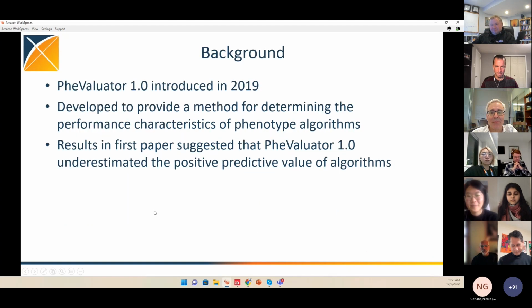So in the background, PheValuator 1.1 was introduced in 2019. And it was a tool that we developed to be able to determine the performance characteristics of phenotype algorithms, things like sensitivity, specificity, positive and negative predictive value. One of the things that we found in that first paper suggested that PheValuator 1.0 underestimated the positive predictive value of algorithms. So we sought to improve the method.